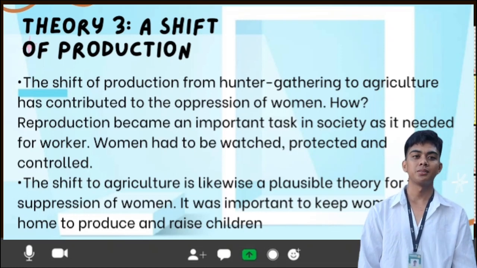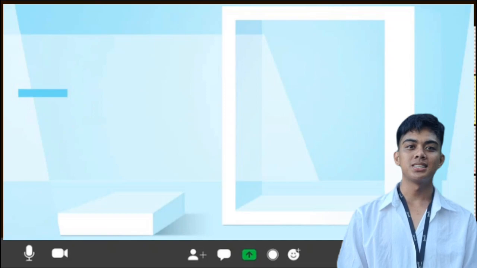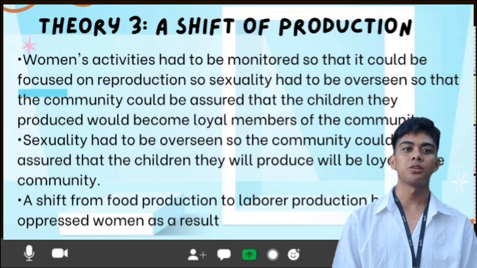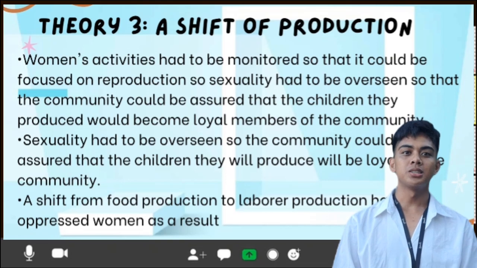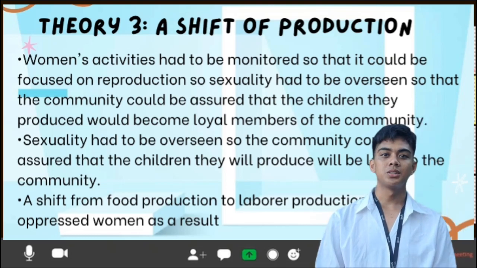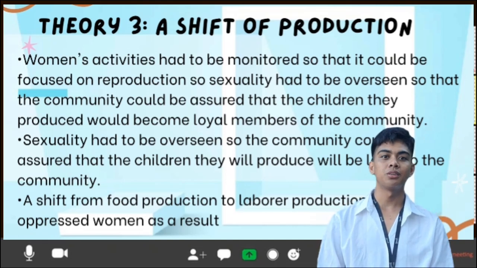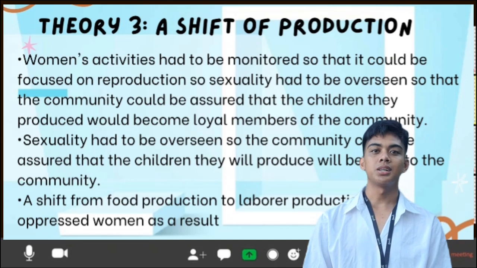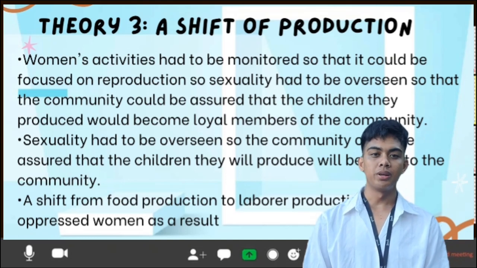Women's activities had to be monitored so that they could be focused on reproduction, so sexuality had to be overseen so that the community could be assured that the children they produce would become loyal members of the community. A shift from food production to laborer production has oppressed women as a result.